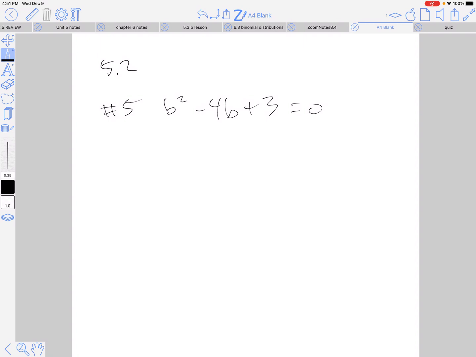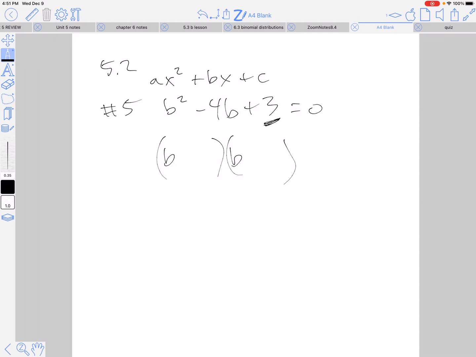So if you solve by factoring, remember ax squared plus bx plus c, our a is 1, our b is negative 4, our c is 3. Because a is 1, we can just write b times b to create that b squared.